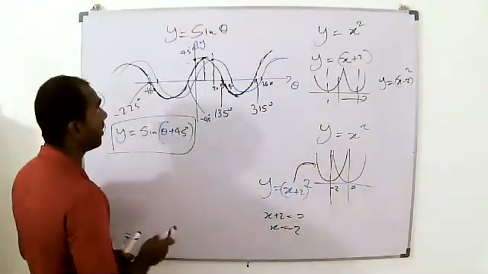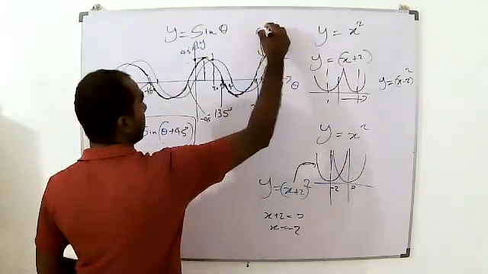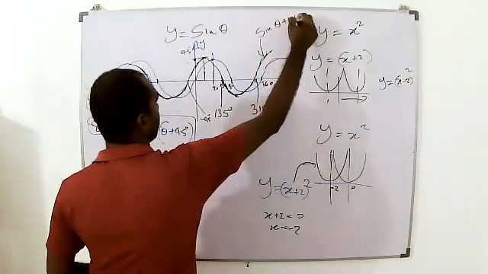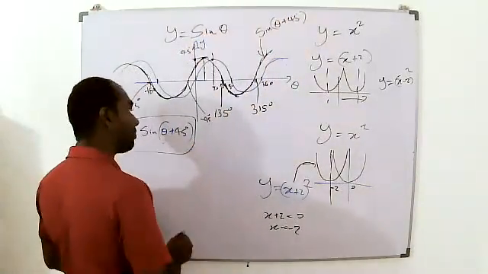This black line is what? Sine of (theta plus 45 degrees). The blue line is sine theta.